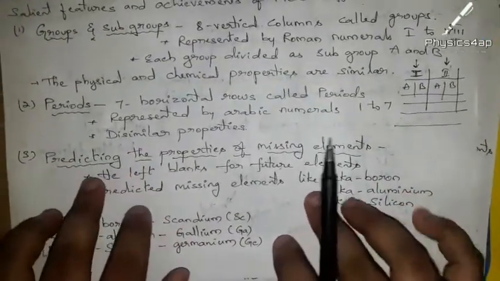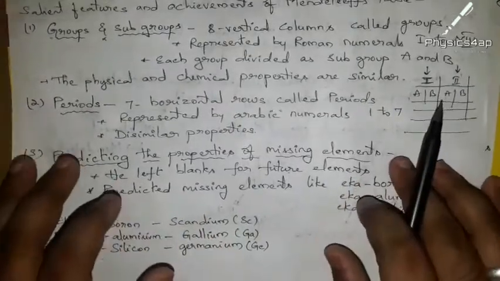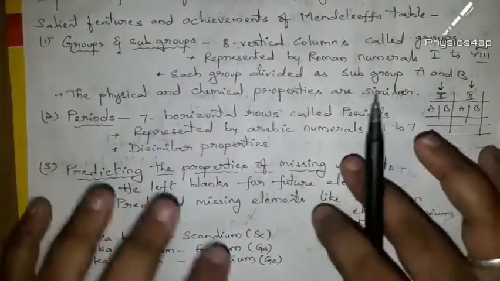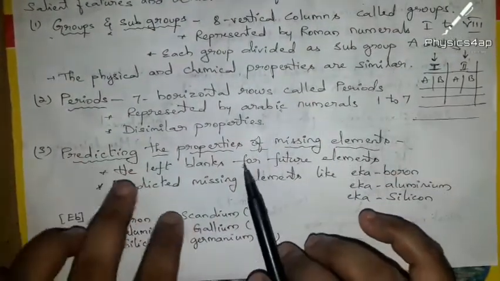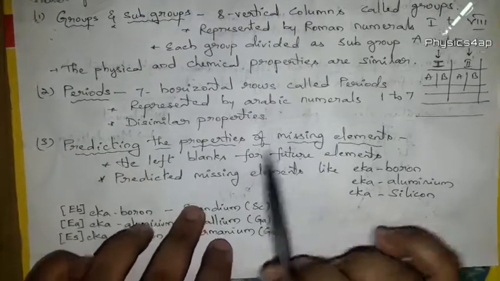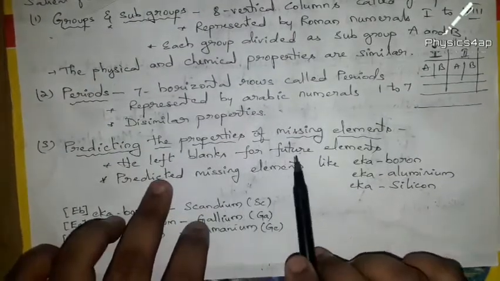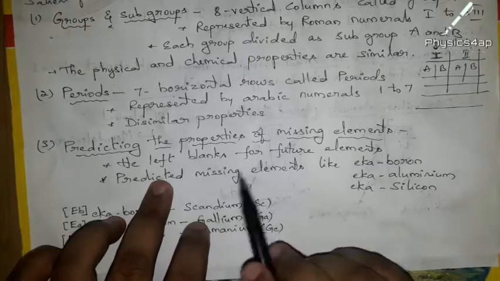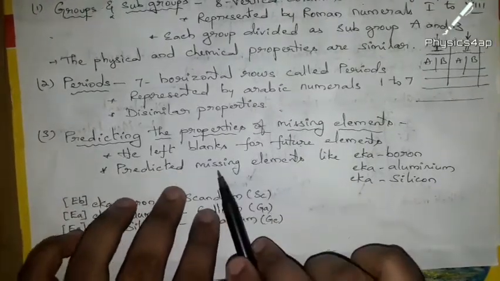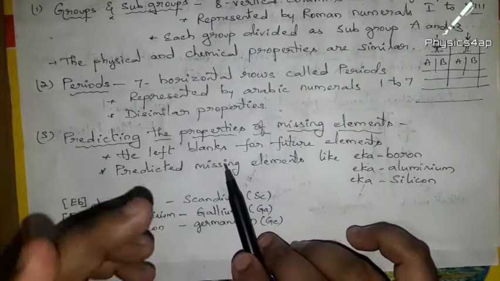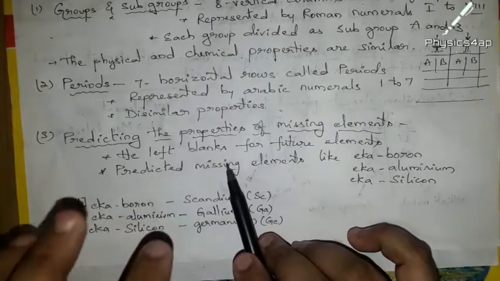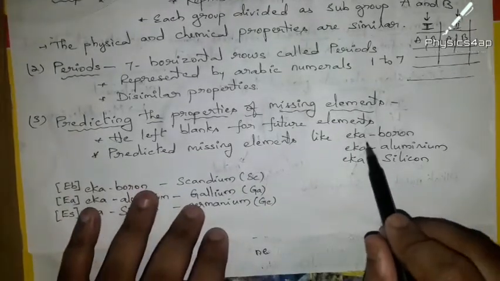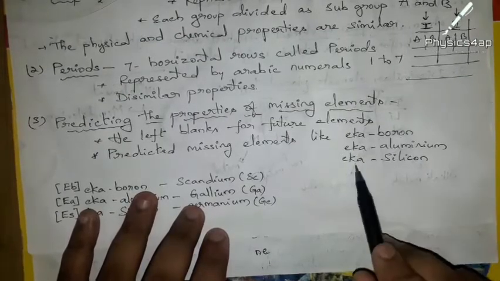Another salient feature is that he predicted the properties of missing elements. In Newlands' periodic table he didn't leave any space and didn't predict any new elements, but Mendeleev predicted some missing elements, and he left blanks for the upcoming future elements. He left the blanks in his periodic table to place them there. As those elements were not discovered at that time, he predicted their physical and chemical properties. He named three elements: Eka boron, Eka aluminium, Eka silicon.